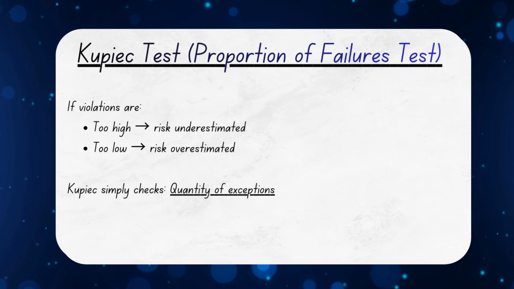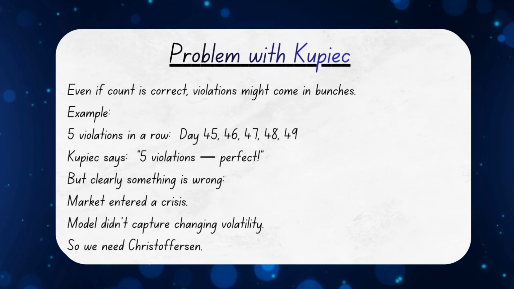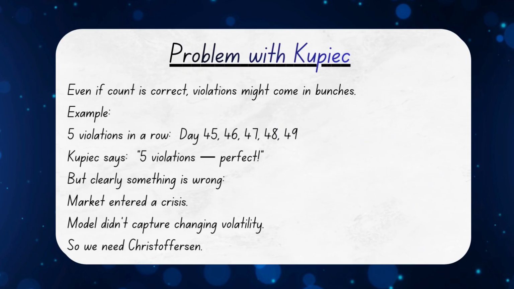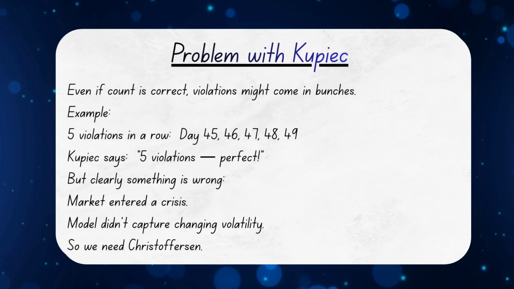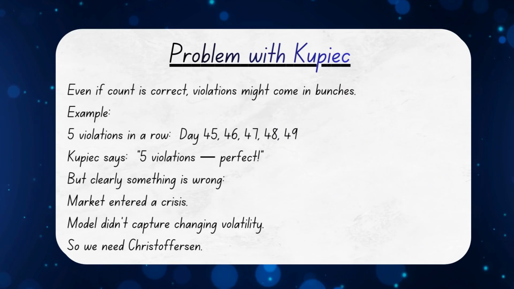But here's the catch. Even if the number of violations looks perfect, something can still be wrong. Imagine you observed exactly 5 violations in 100 days, which sounds correct. But what if all 5 happened consecutively on 5 days in a row? That's scary, right? That means during one stressful period, the model kept failing continuously. The risk clearly increased, but the model didn't adapt. Kupiec would still say everything is fine because the count is 5. But in reality, the model is missing something important.